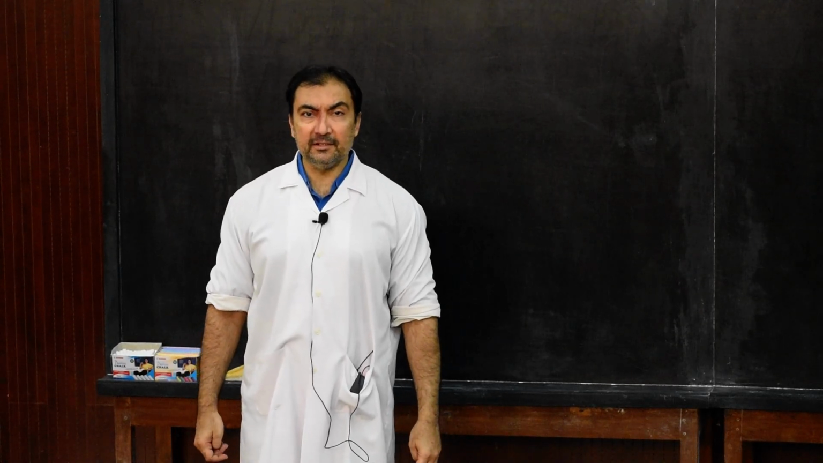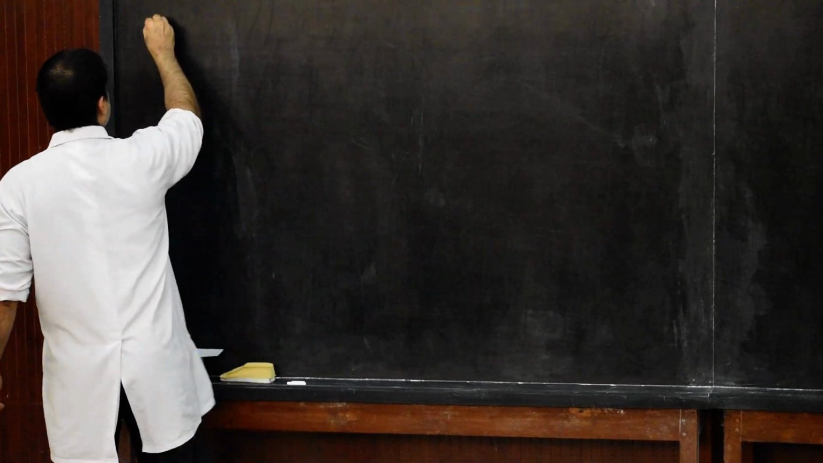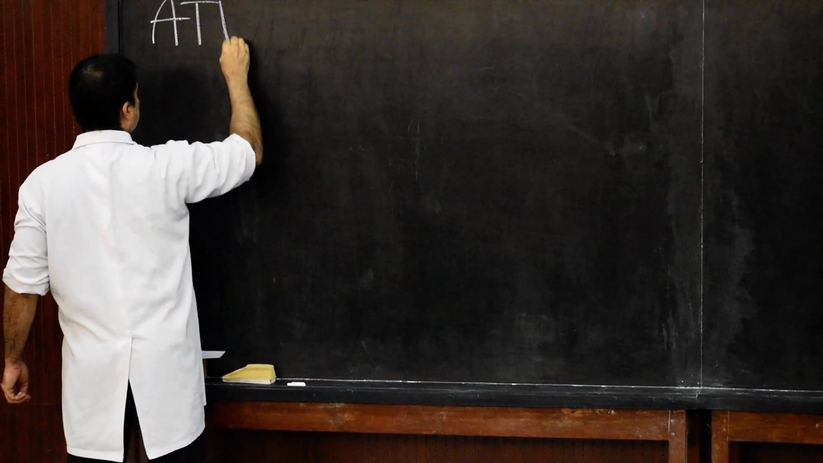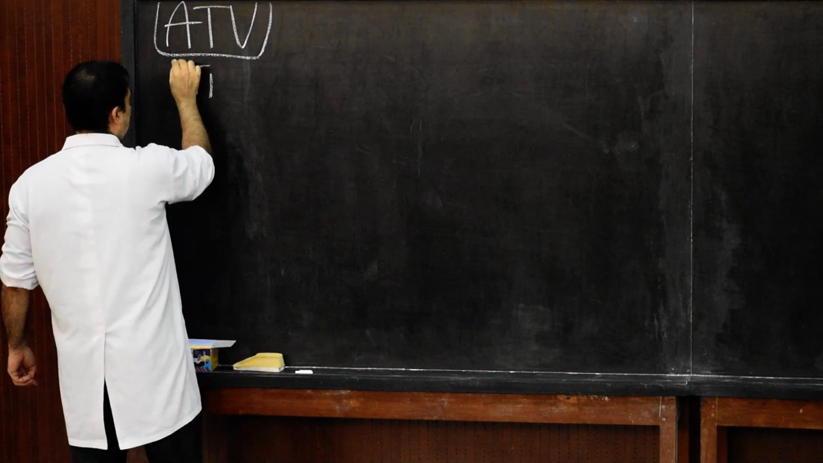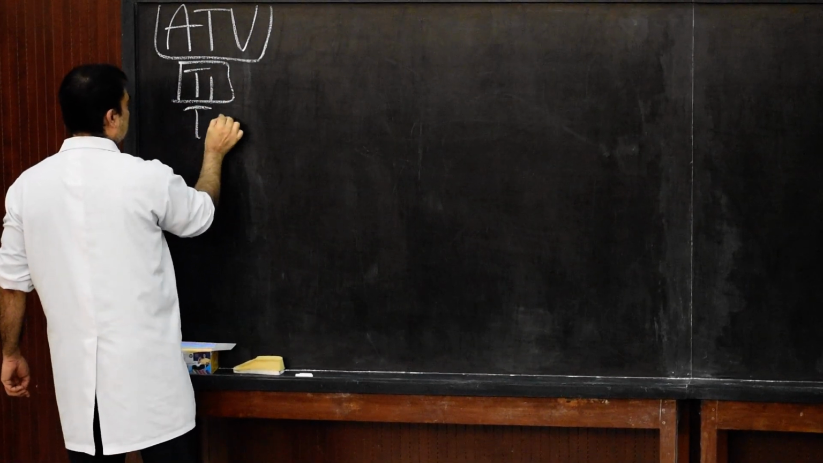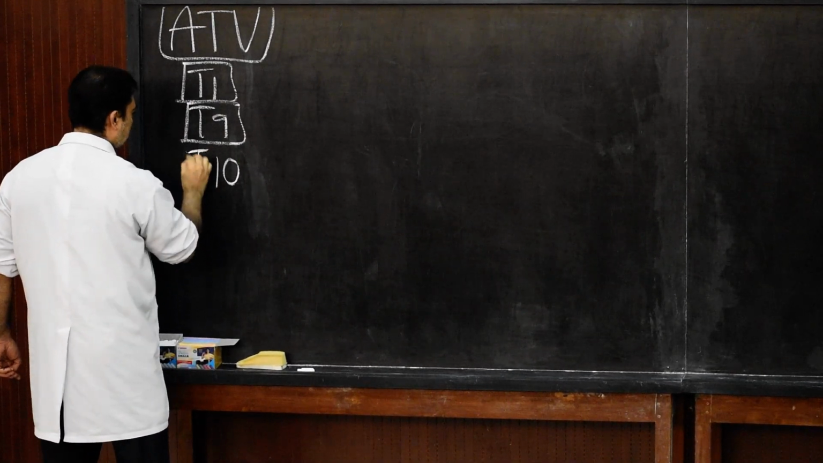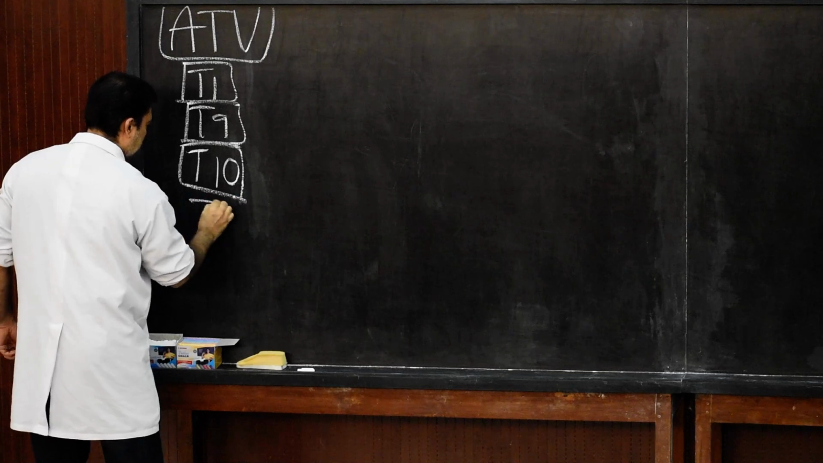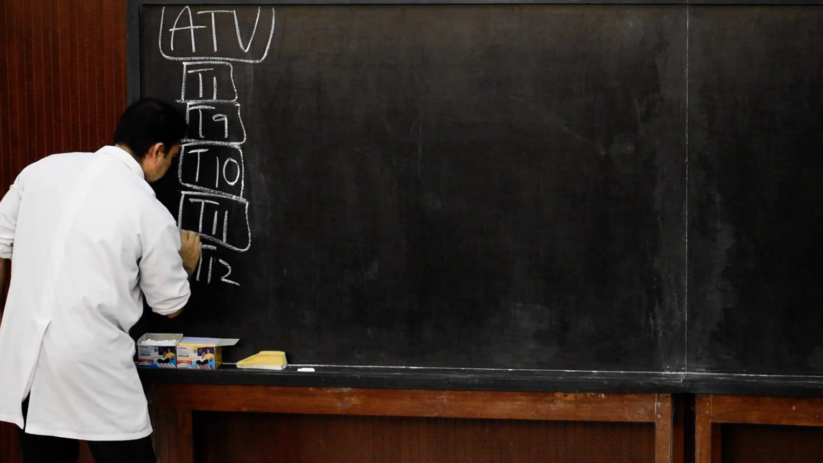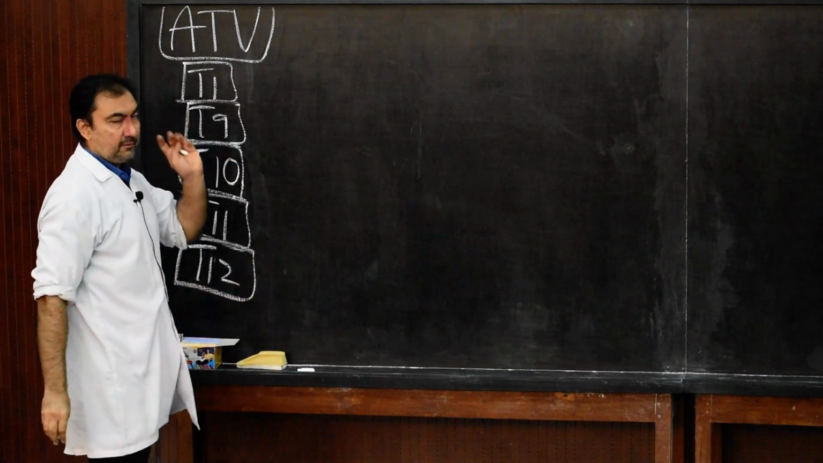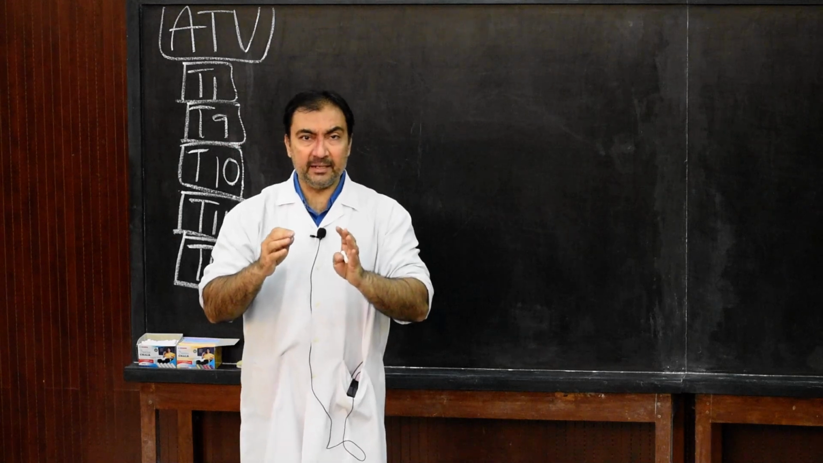Good morning, students. Here we start with the anatomy of the atypical thoracic vertebrae. In case of atypical thoracic vertebrae, we know that we have thoracic 1, then thoracic 9, thoracic 10, thoracic 11, and then thoracic 12 as atypical vertebrae. Very simple.